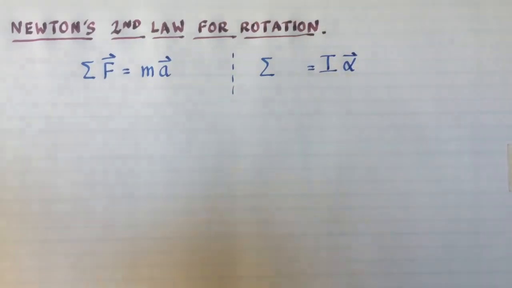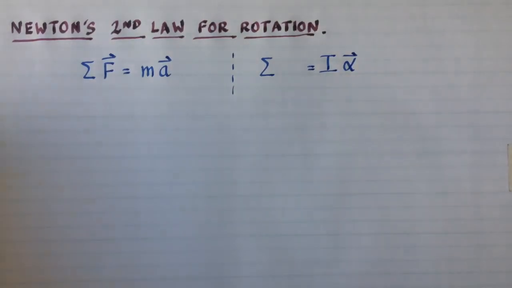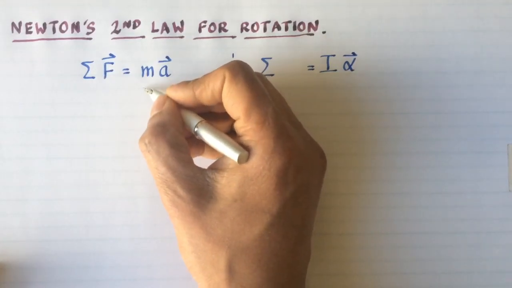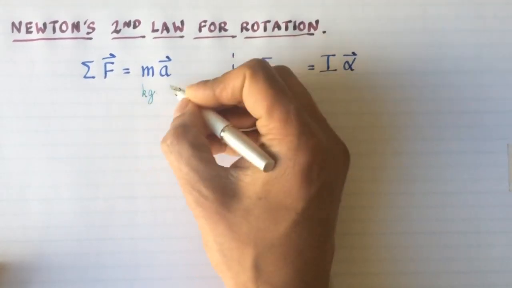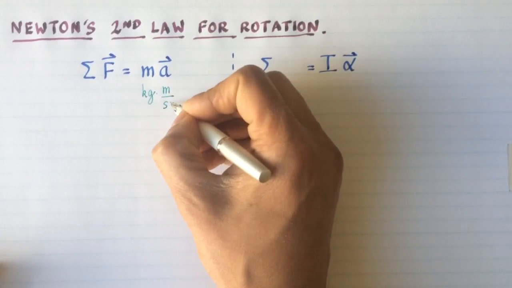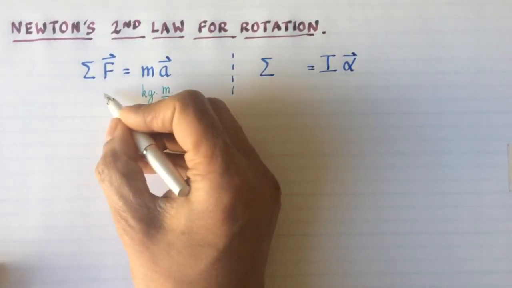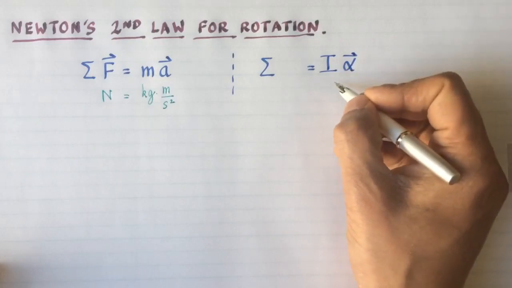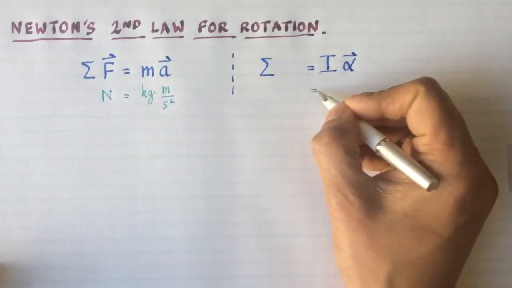Now if you look at the dimensions or the units of mass times acceleration, that's going to be kg meters per second squared. So that's what a Newton is. A Newton is kg meters per second squared. Let's try to look at the units of the right hand side here.